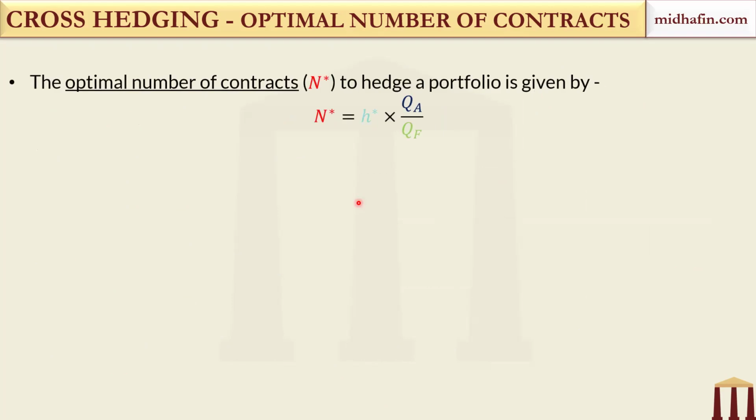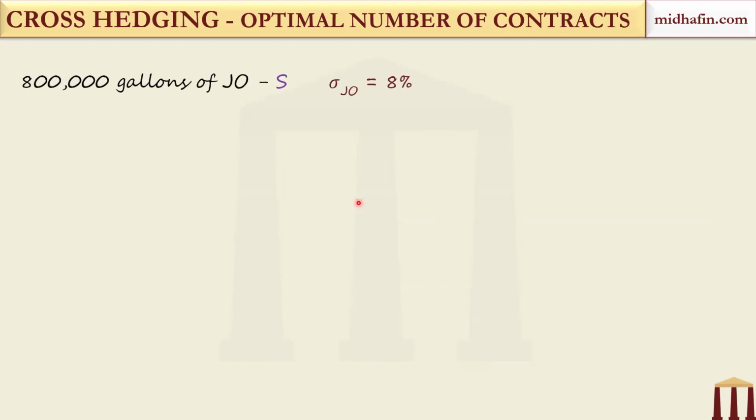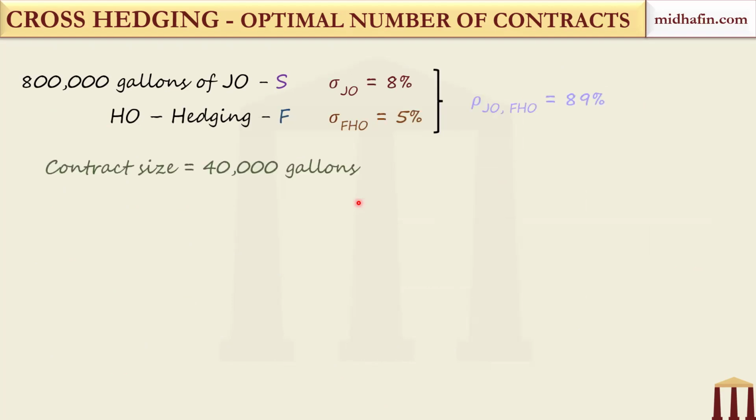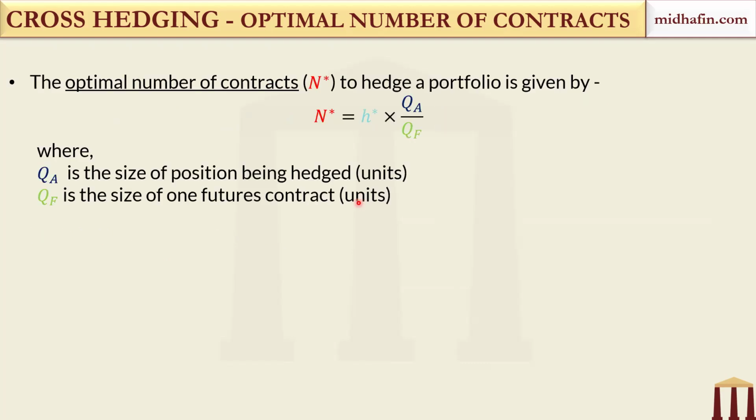Quickly send your answers. Rho times sigma S by sigma F. Just tell me the hedge ratio quickly. Correct, it is approximately 1.42. So what is the number of contracts that we have to go long on? Let's use this formula: N star is equal to H star, which you have already found, 1.42, times QA by QF.